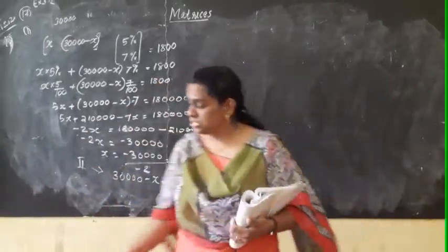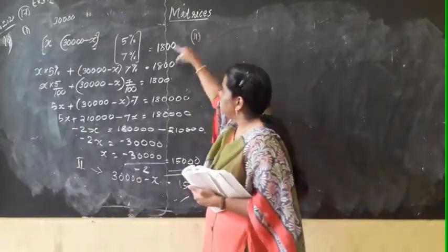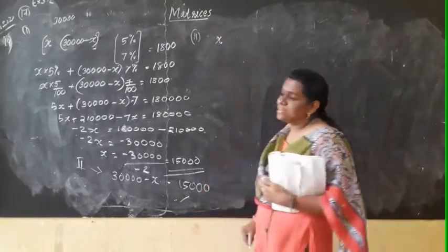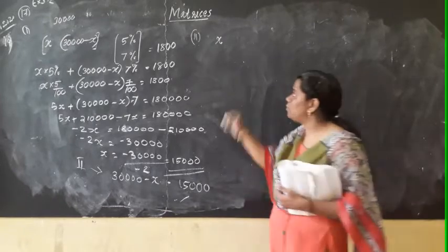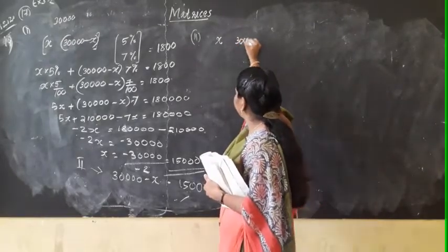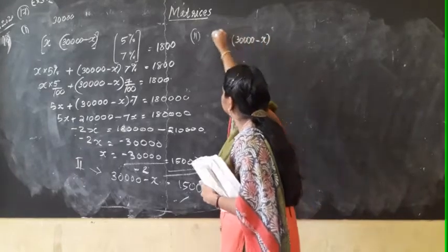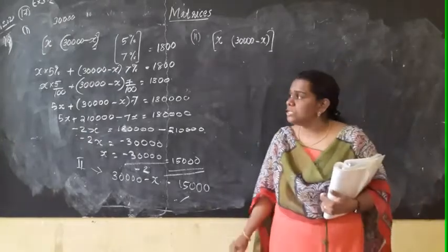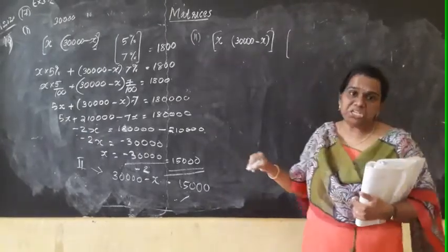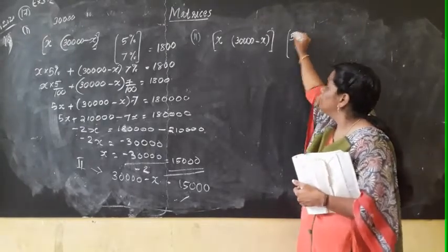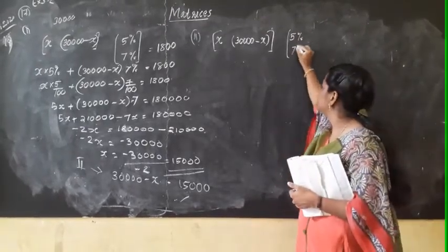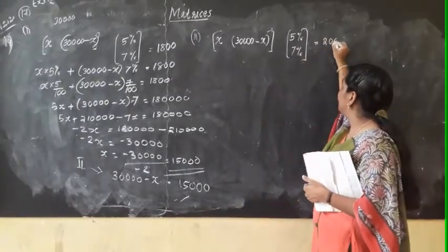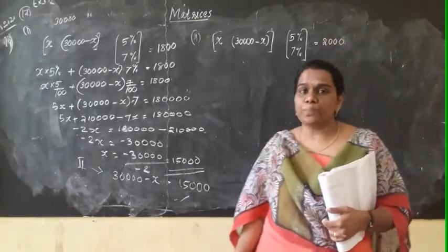That means section 2. Instead of 1,800 they get 2,000 rupees. So again we assume that X amount is invested in the first bond and the remaining 30,000 minus X is invested in the second bond. First bond is rupees X, second bond is 30,000 minus X. Then what is the percentage? 5% interest for the first bond and 7% interest for the second bond. What we get as the interest? We get the interest as rupees 2,000.